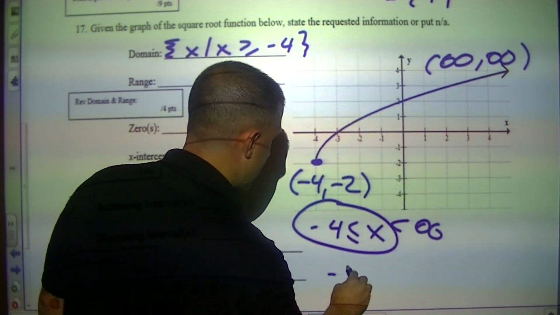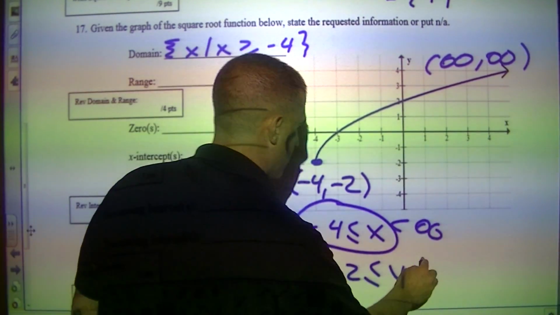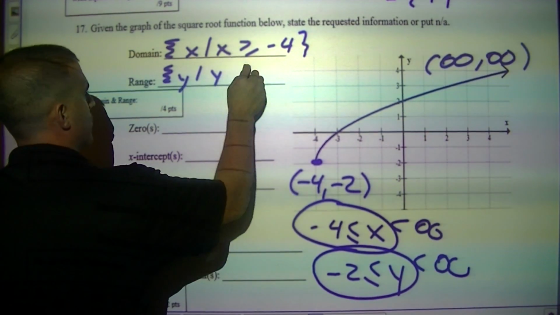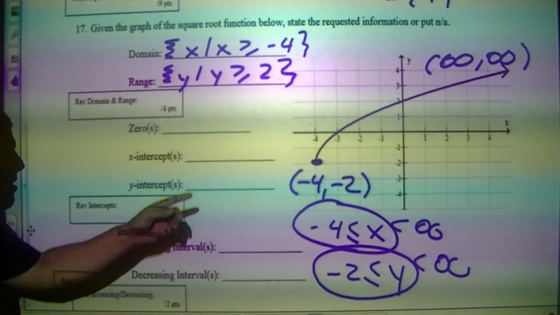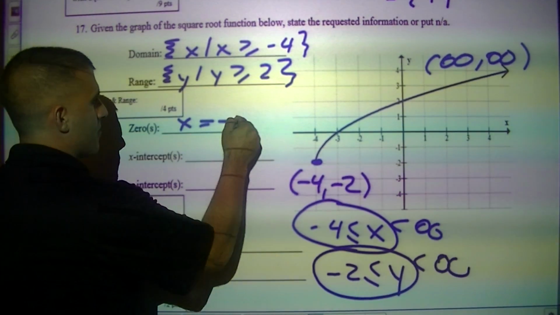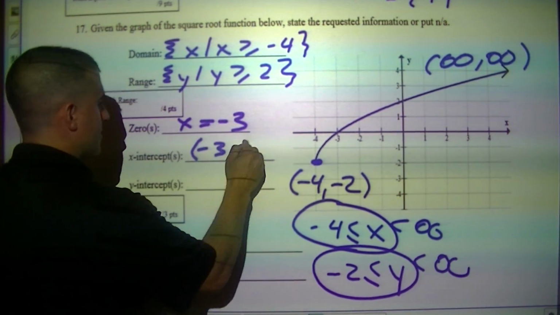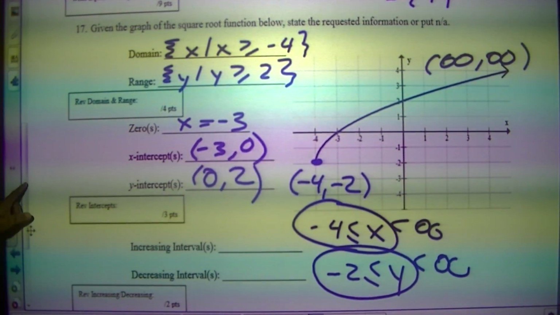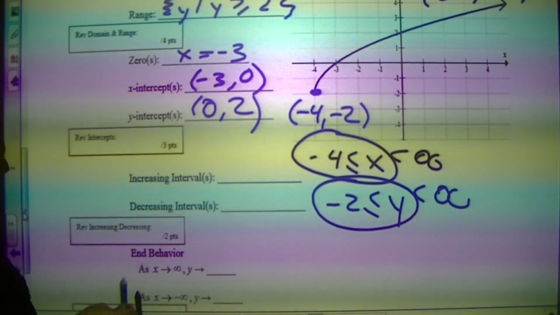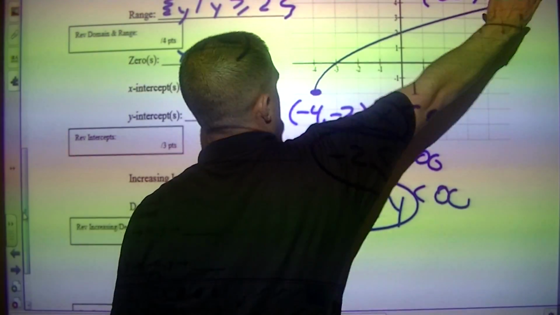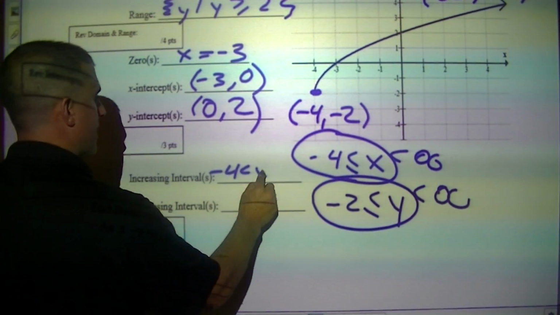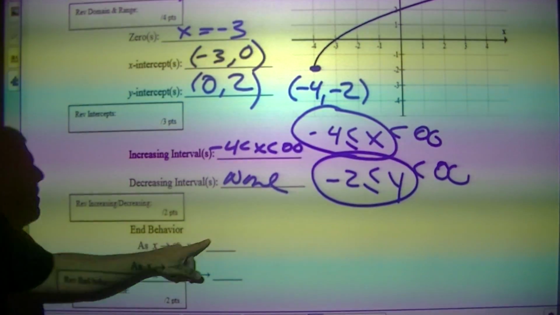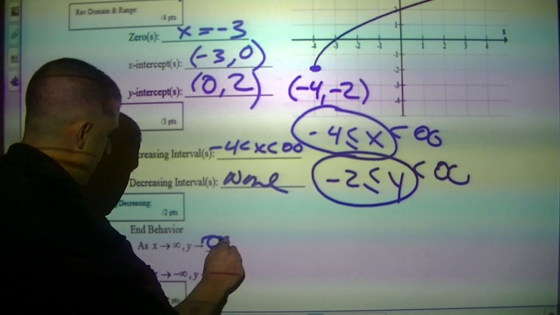What's my smallest y? My smallest y is -2. My biggest y is infinity. Once again, this is what I'm looking at. So I've got y such that y is greater than or equal to -2. The zeros: it crosses at x equals -3 right here, that's -3, 0. The y-intercept crosses right there, that's 0, 2. Increasing and decreasing intervals: I start from the left. That's all increase, so -4 to infinity, there is no decrease. As x approaches infinity, my y is also infinity, and this is none.